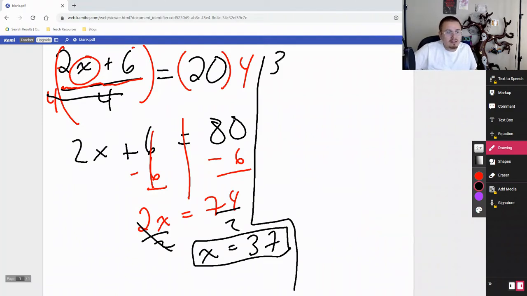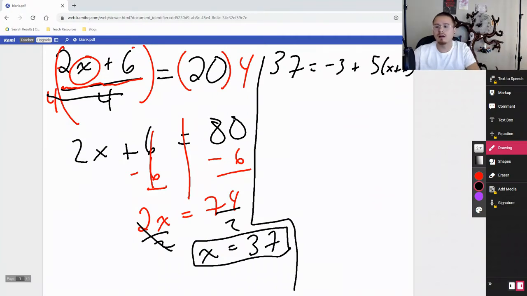So let's do this one. It was 37 equals negative 3 plus 5 times the quantity x plus 6. Oh, she wants some water. Hang on. Alright, so let me move my camera real quick. So that's an x plus 6 there. So I'm going to bring that down nice and neat when I do the math.